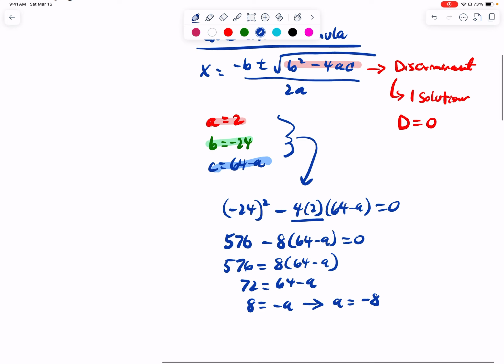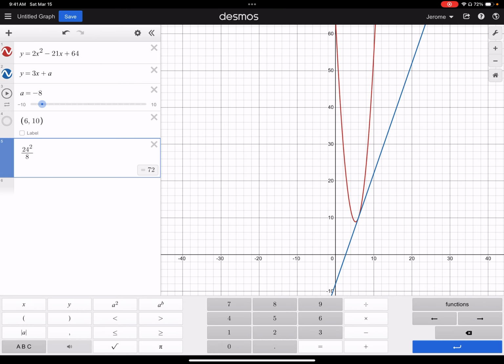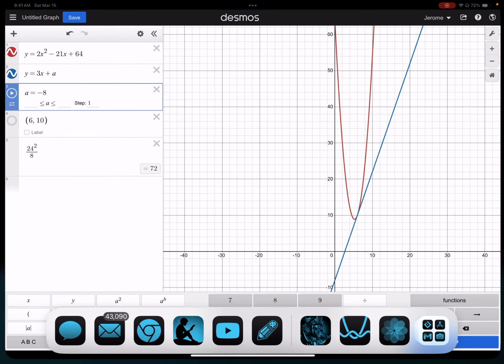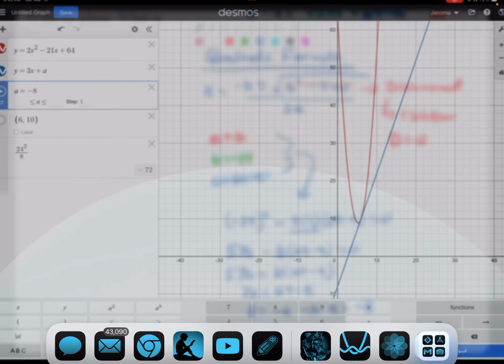And of course, that's what we got on Desmos. Come back over here to Desmos real quick, and you can see that a value right here, in box number 3, was equal to negative 8. So we were able to find that algebraically. But again, that's not the answer.